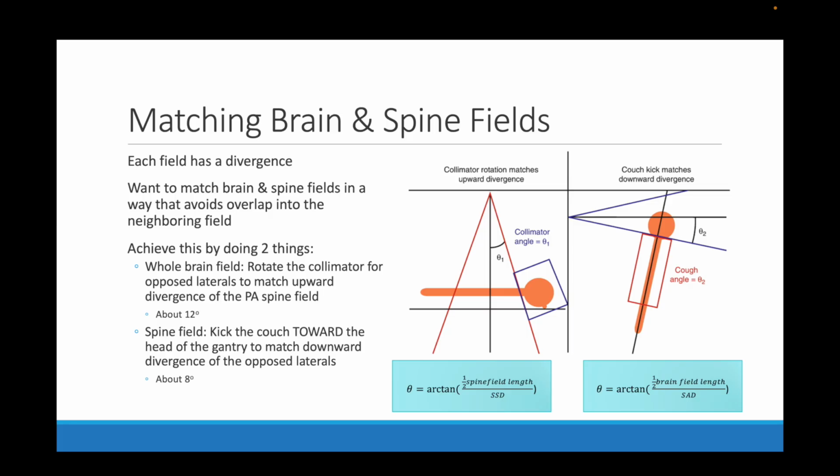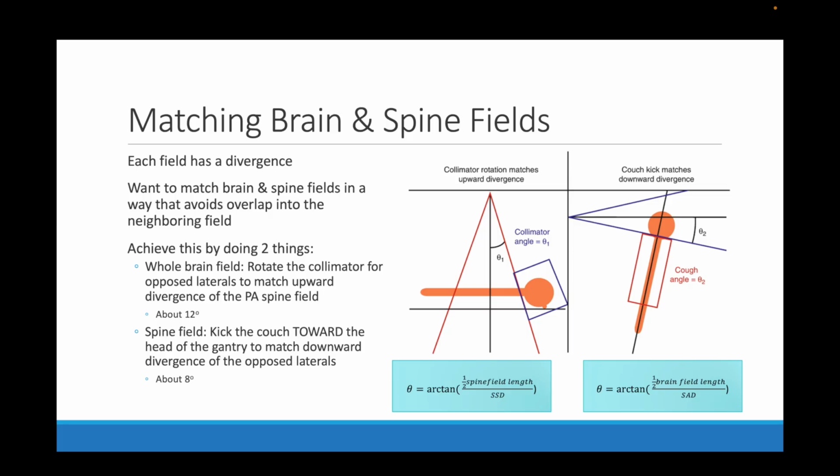our whole brain field. And there is another formula to calculate the couch angle, the degree of the couch kick that we need. And that is also given in the formula underneath the diagram, but that angle ends up being about 8 degrees. So this is very difficult to wrap your mind around, and you probably need to draw it out yourself or stare at this slide for a very long time, or just hear the last 3 minutes of what I've said again and again.